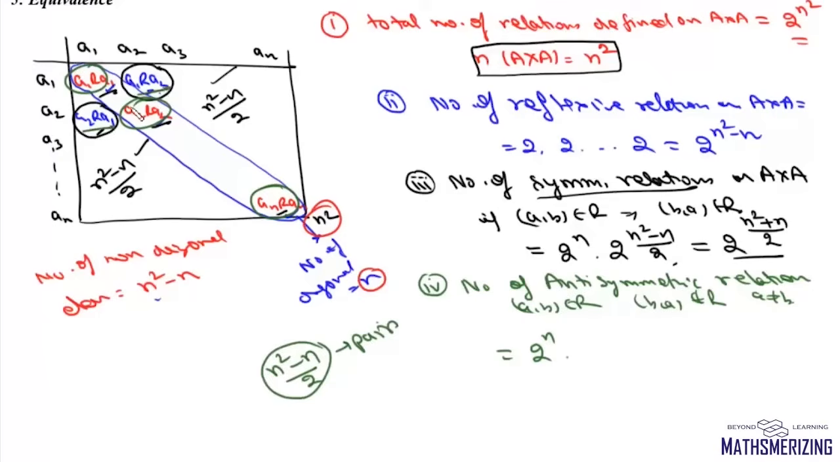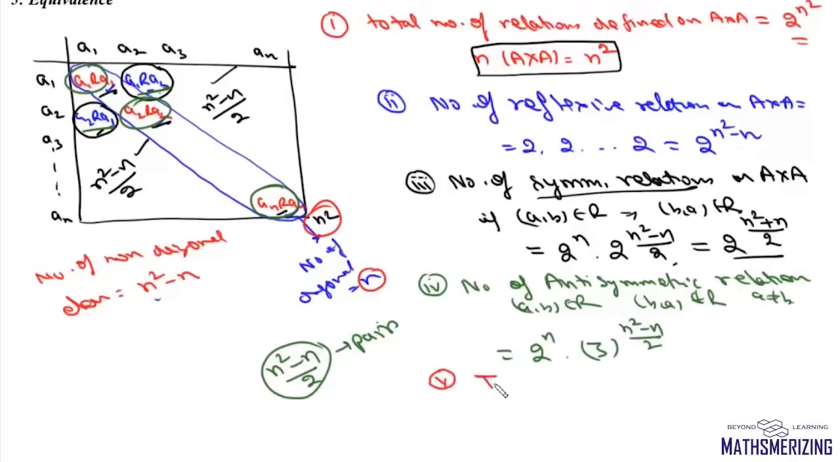Now for each pair we have 4 choices, 2 for A1 A2 and 2 for A2 A1. Out of these 4 choices, we have to eliminate the choice when we have selected both of them, because if we have selected both of them, then it won't be an anti-symmetric relation. So that means out of these 4, we have to select 3 choices for each pair. So it'll be simply 3 into 3 into 3 for total n square minus n by 2 pairs. So total number of anti-symmetric relations will be 3 to the power n square minus n by 2.